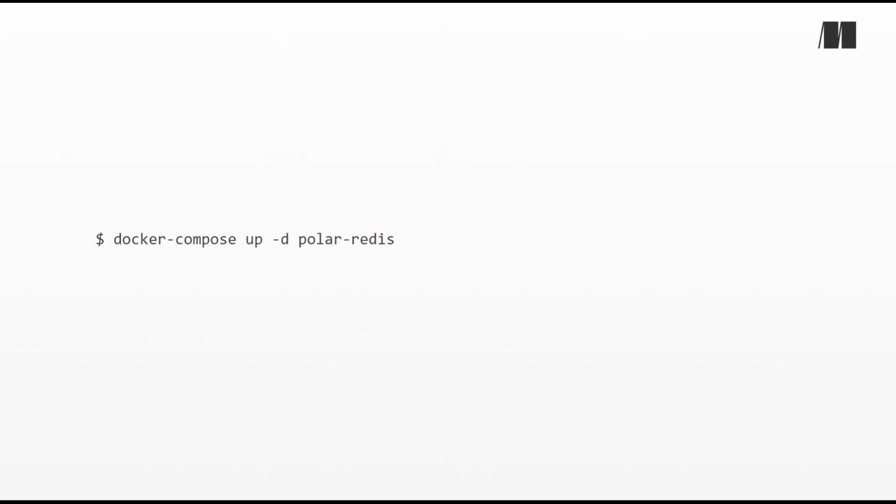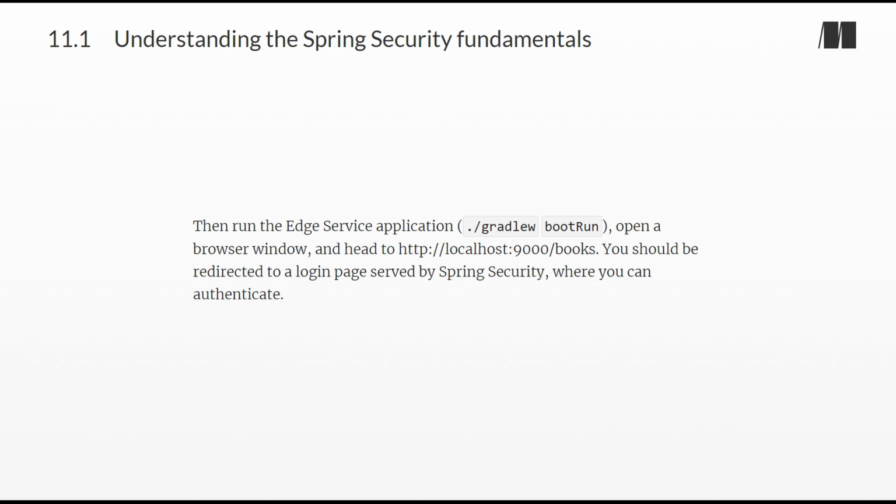First, start your Redis container required by Edge service. Open a terminal window, navigate to the folder where you keep your Docker Compose file, polar-deployment/docker/docker-compose.yml, and run the following command. See this code? Then run the Edge service application, ./gradlew bootRun, open a browser window, and head to localhost:9000/books. You should be redirected to a login page served by Spring Security where you can authenticate.